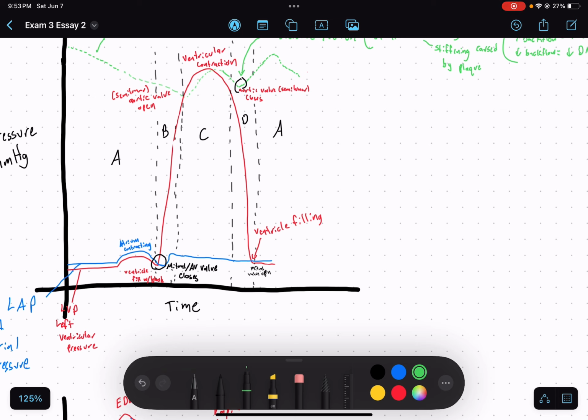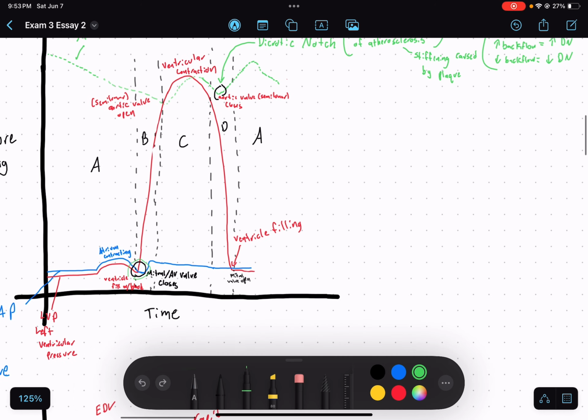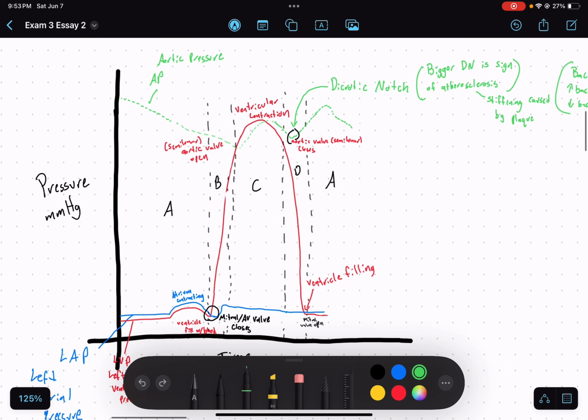So over here, the ventricle is going to fill a little bit as the atrium contracts, and the pressure is going to increase due to that contraction. Once we reach this point here, our mitral valve is going to close, so that the pressure can build up in the ventricle, allowing it to push past the next valve.